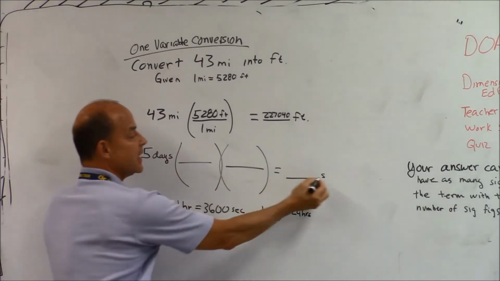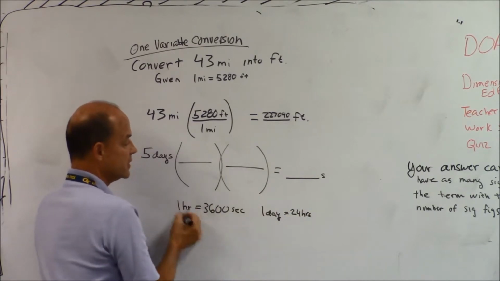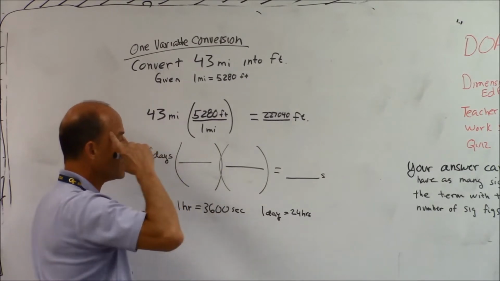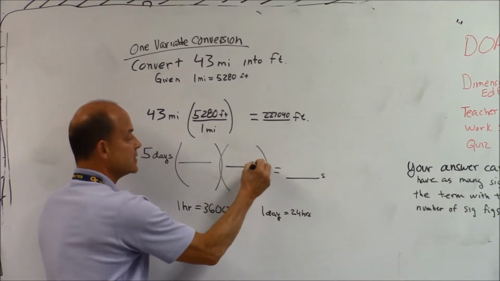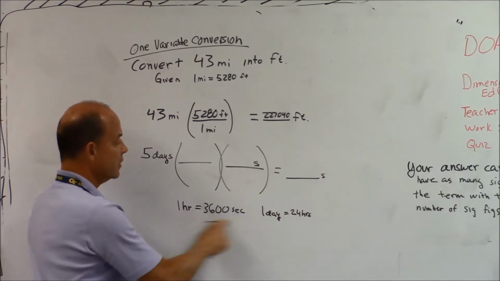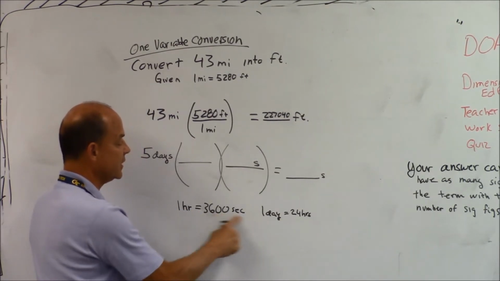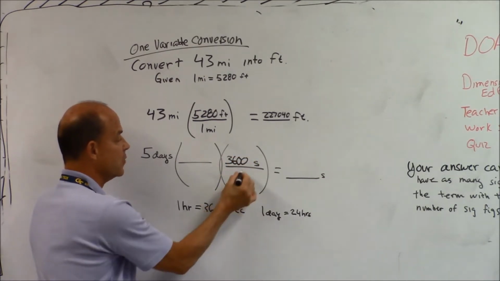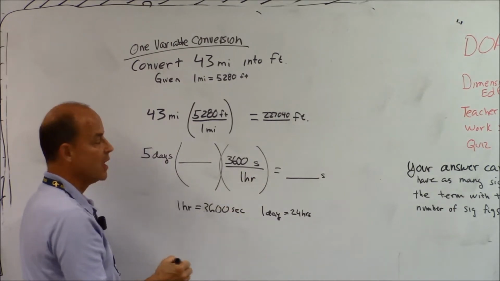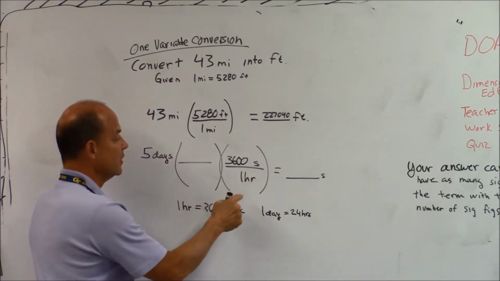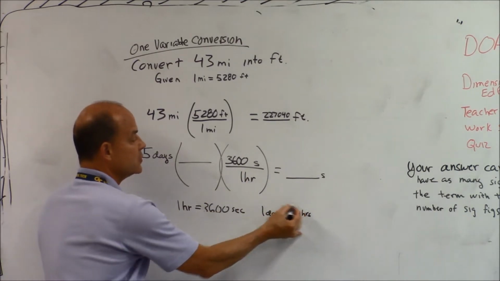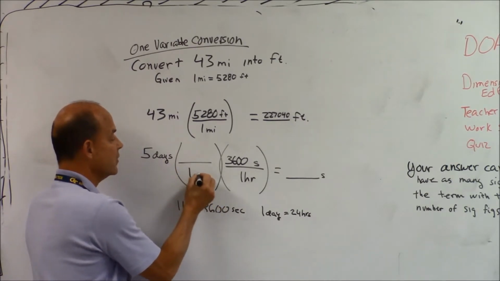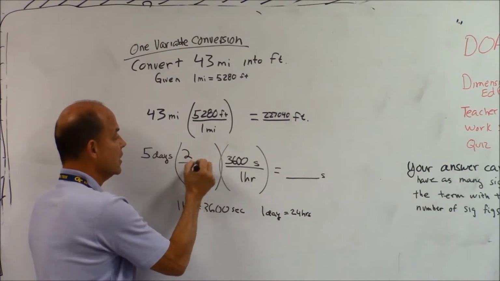So if I want seconds on the top, what equivalent statement can I use to put in here, and what do I put on top? So think about this. If I want seconds in the answer, then seconds has to be on top here. The only equivalent I have that has seconds in it is this one right here. So I know I need to have 3,600 seconds on top and 1 hour on the bottom. Now I've got to get from days to hours. So I'm going to use this one. I want to get rid of days, and so I put days on the bottom. In 1 day, I've got 24 hours.